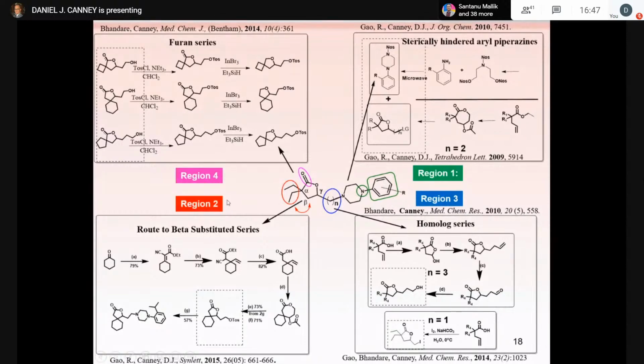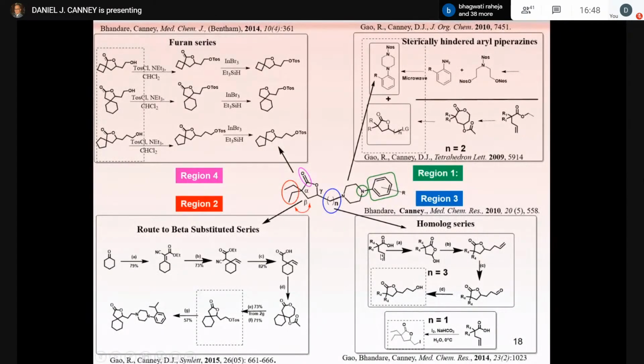I'll also talk about some of the changes to region 2 that we made. I won't have time to talk about the beta substituted compounds, but I'll talk about some of the changes we made to the diethyl substituents that are out there. And again, we had chemistry that allowed us to make homologs, N=1 at the bottom, N=3. What I'll be focused on today primarily are the N=2, because they turned out to be among the most potent of the compounds. And of course, we had chemistry to get rid of that carbonyl that I mentioned to give us those furan derivatives as well.